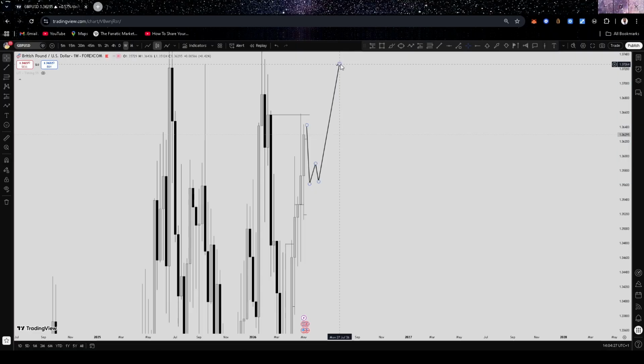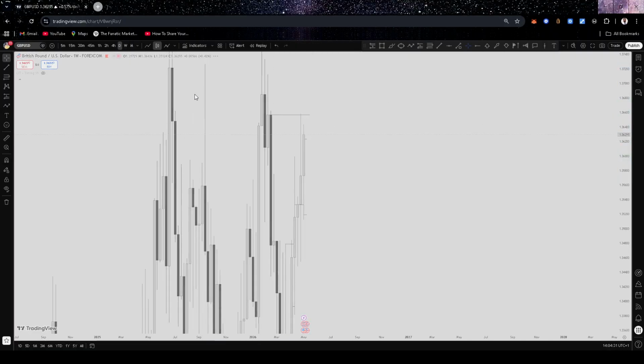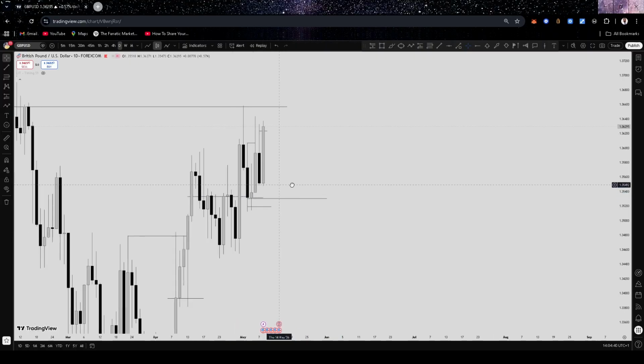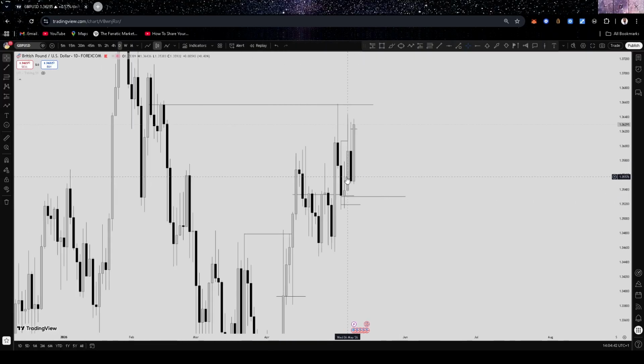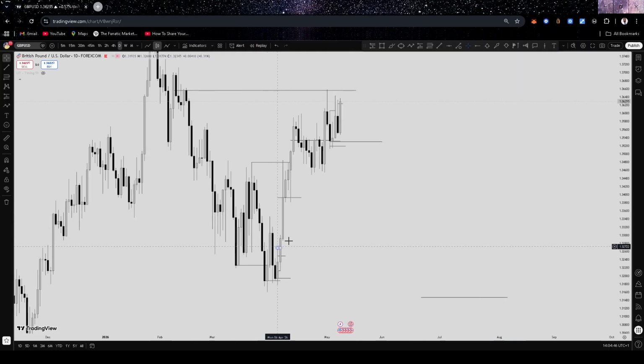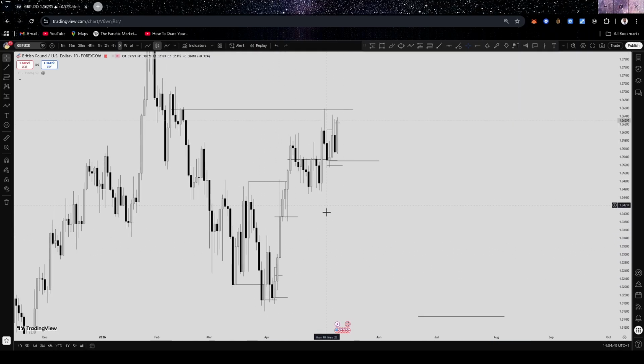But if price, after rejecting this key level, we can see price breaking structure, because this is an invalidation zone for me. If price closes below this key level, then I am bearish. I am going to be selling to fill all this fair value gap right down here.